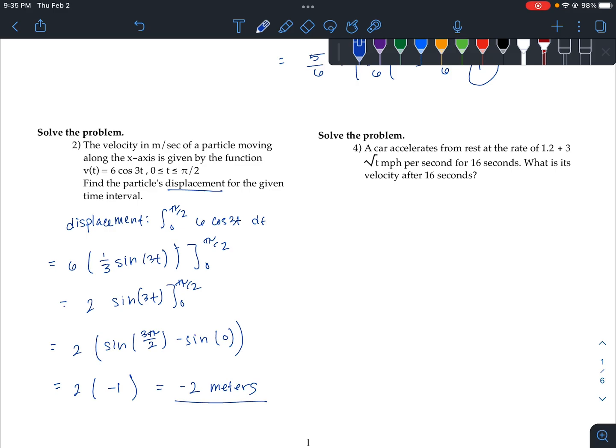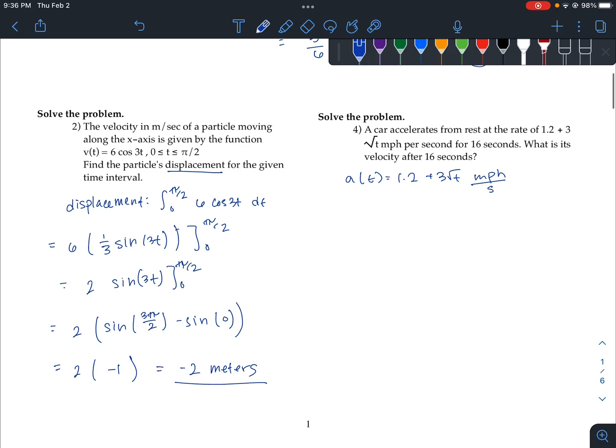So a car accelerates from rest at the rate of 1.2 plus 3 square root of t miles per hour per second for 16 seconds. What is the velocity after 16 seconds? So acceleration a of t is equal to 1.2 plus 3 square root of t miles per hour per second.